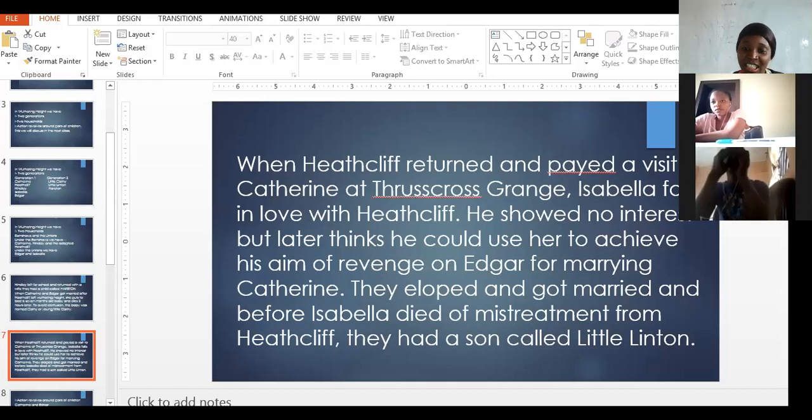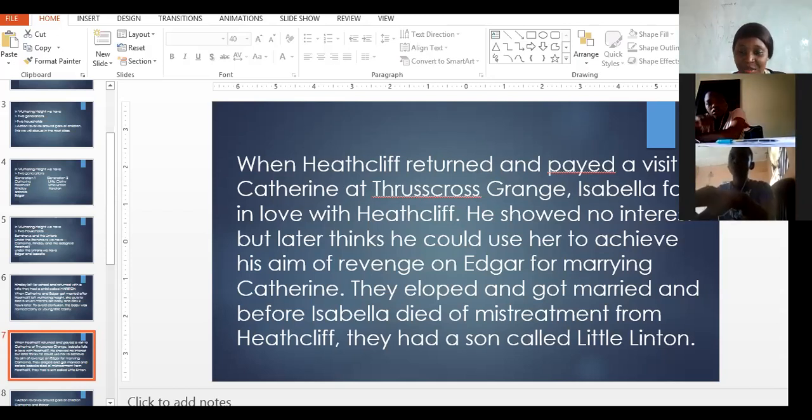I said Heathcliff later returned to Wuthering Heights, a sophisticated and morally decent person. Now, when he returned to Wuthering Heights, he paid a visit to his soul tie. And who is that, his soul tie? We said he had a soul tie relationship with somebody. Who is that person?